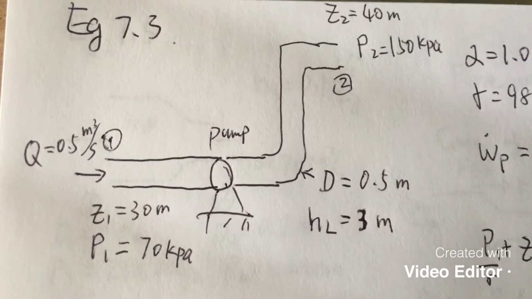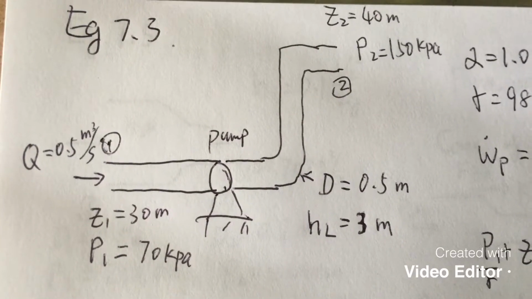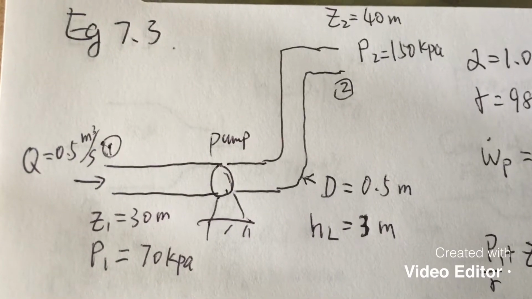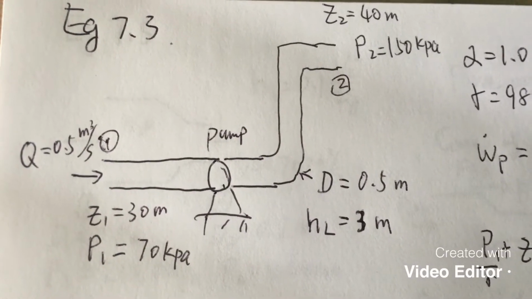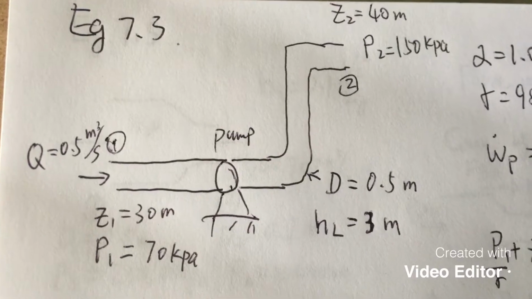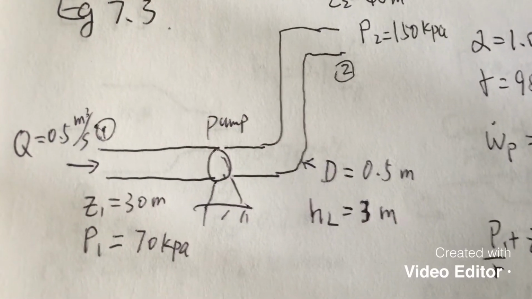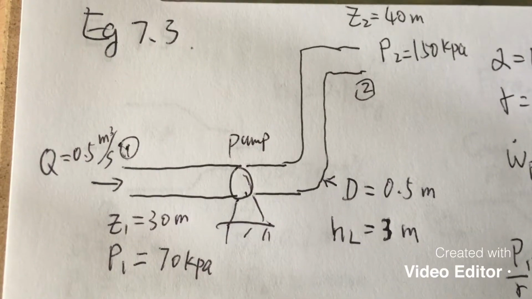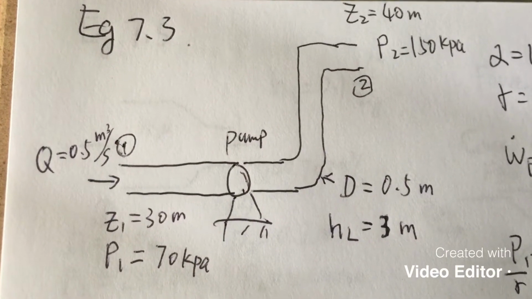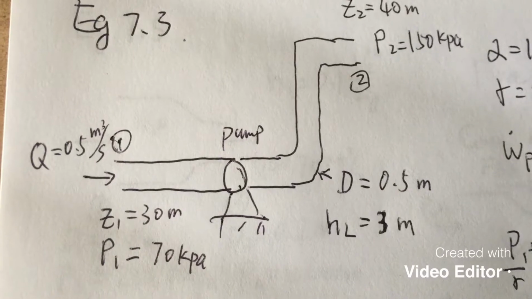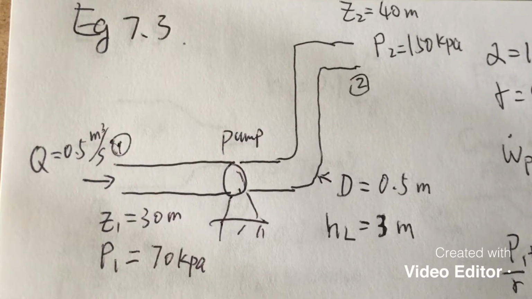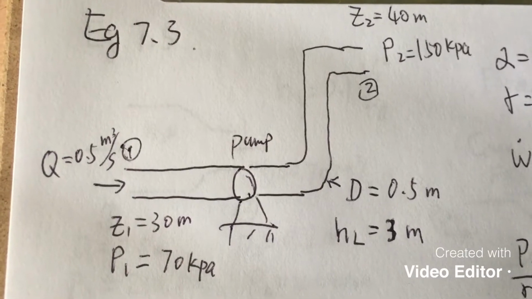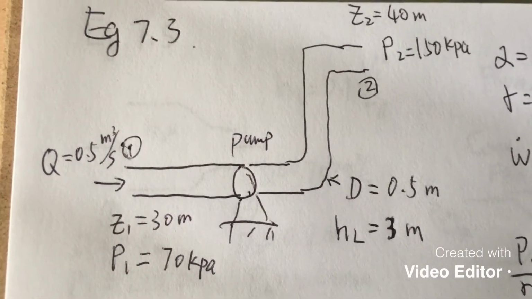The inlet elevation is 30 meter. The outlet elevation is 40 meter. So there's a 10 meter rise. Pressure at the inlet is 70 kPa. At the outlet is 150 kPa. So the pump not only delivers the flow from lower location to high location, but also increases the pressure of the flow. Okay, so that's the problem statement.